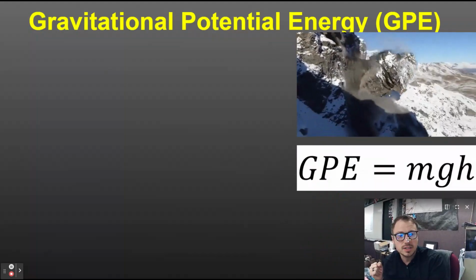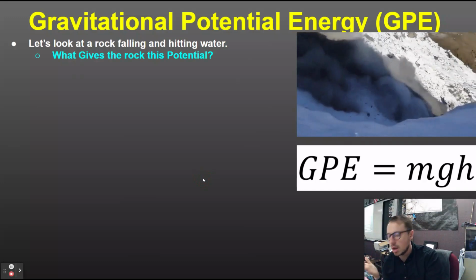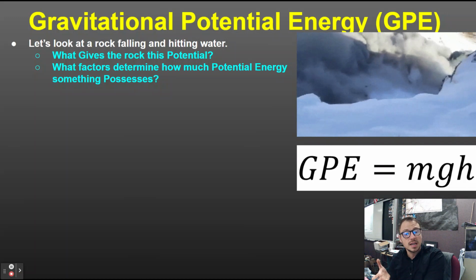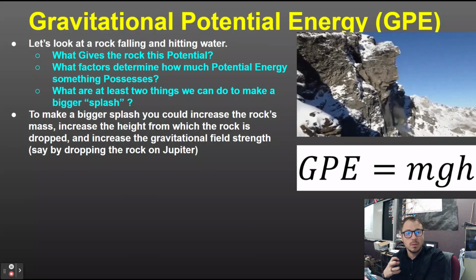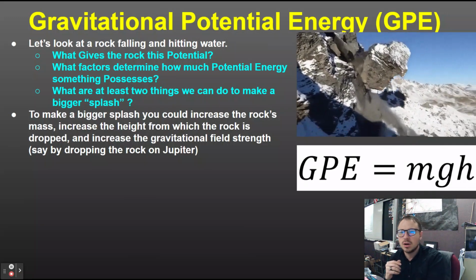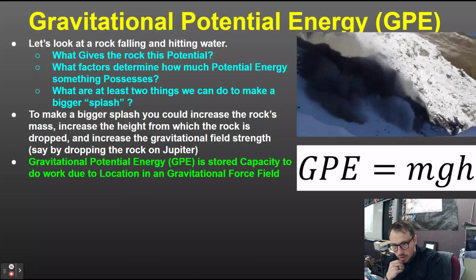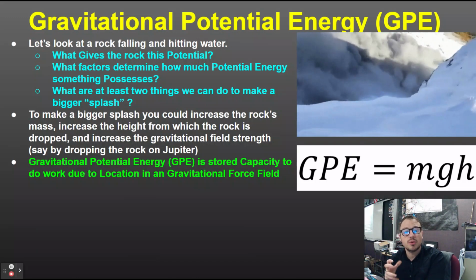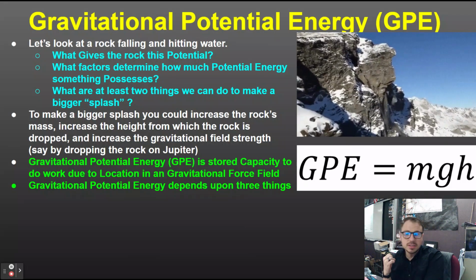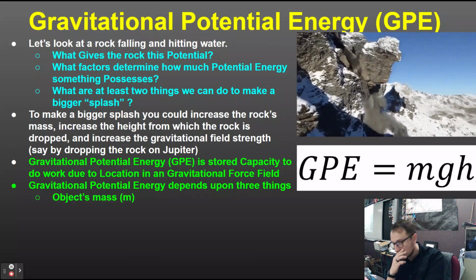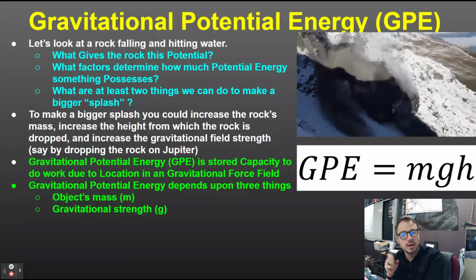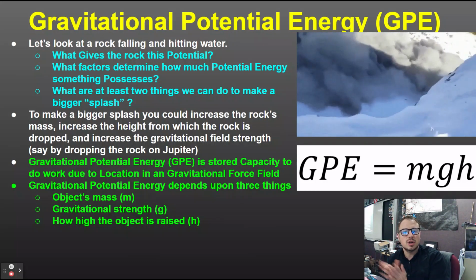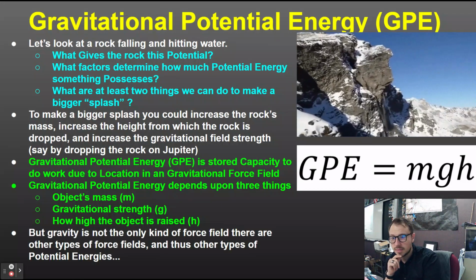So let's just look at gravitational potential energy, right? A rock falling, what gives it potential? What two factors determine how much potential it possesses? So what could you do to make that rock hit harder, right? Gravitational potential energy is stored capacity to do work due to location in a gravitational force field. Gravitational potential energy depends upon three things. Number one, the object's mass. Two, the gravitational strength, and three, how high that object is raised. So mass times gravity times height, right?